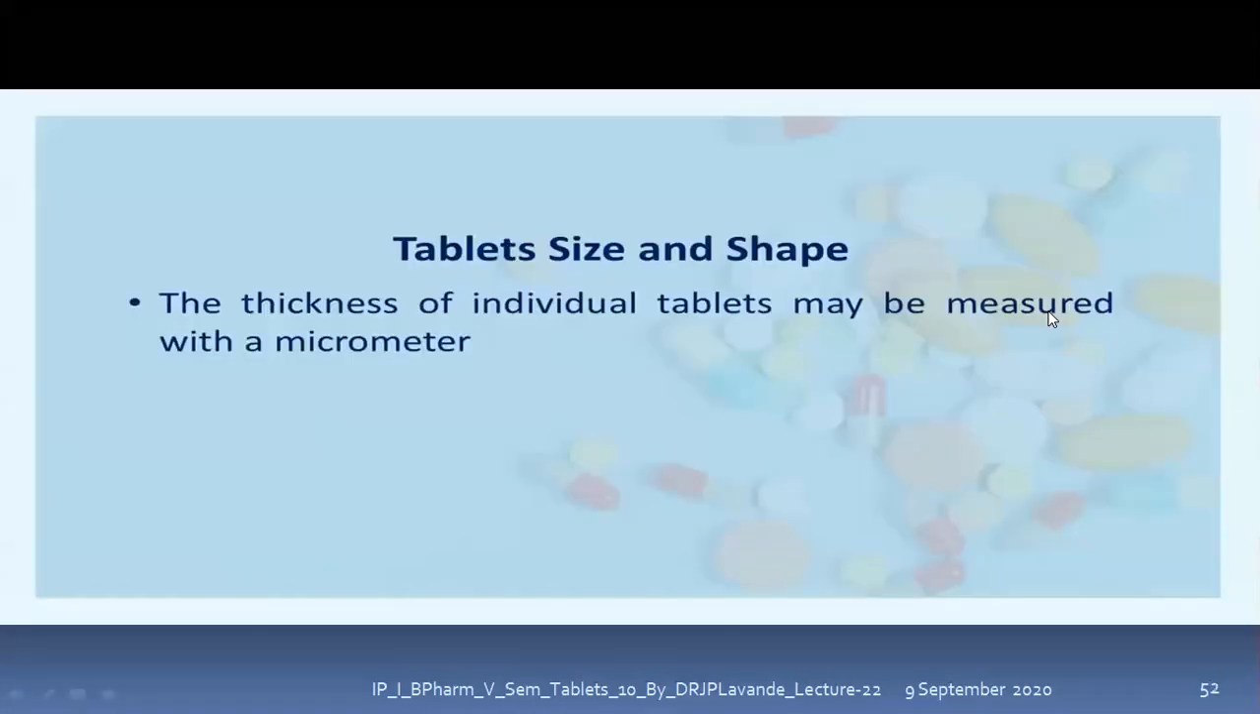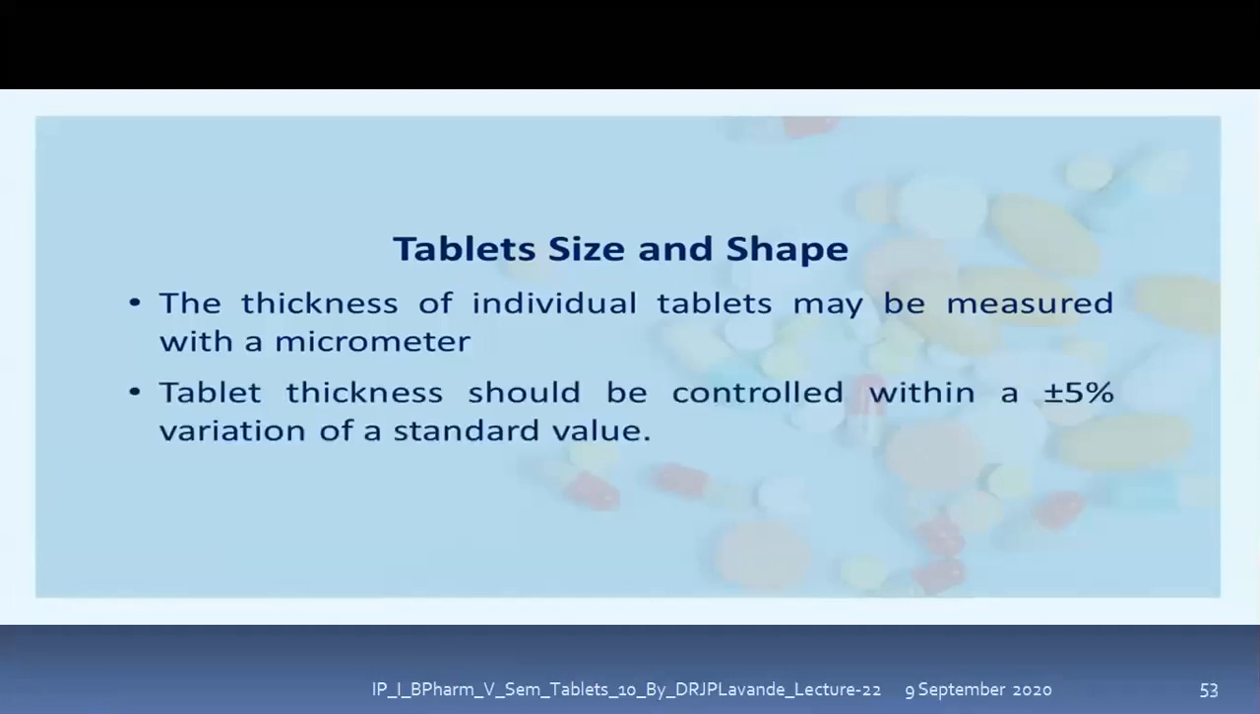The next test, which is unofficial, is the tablet size and shape. Here the thickness of each individual tablet is going to be measured with a micrometer, and the tablet thickness should be controlled within plus or minus 5% variation of the standard value. So if the tablet differs in thickness within the 5% limit, then it is going to be accepted.